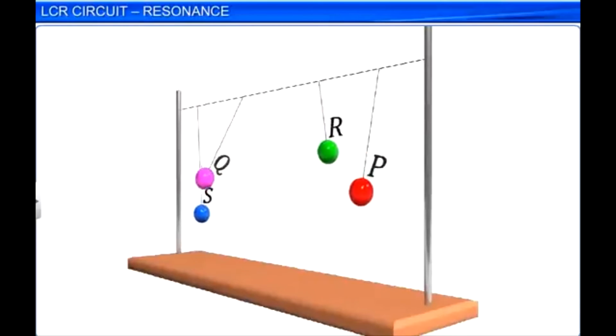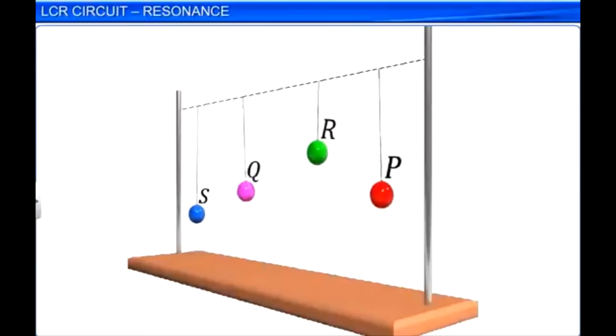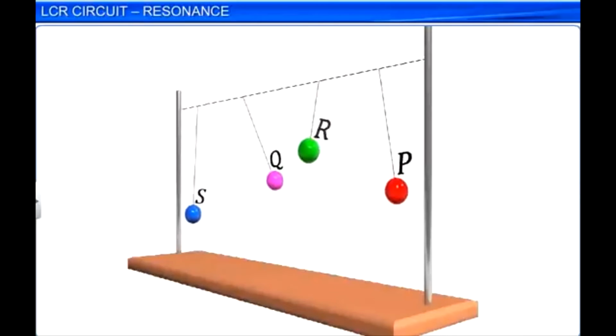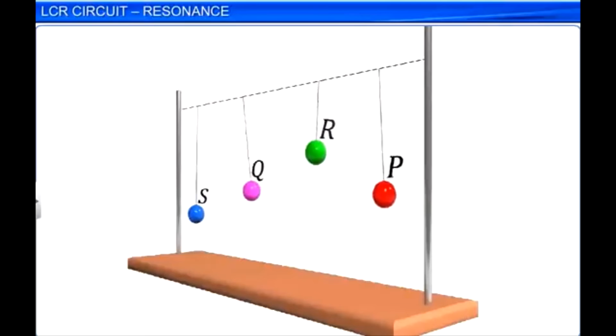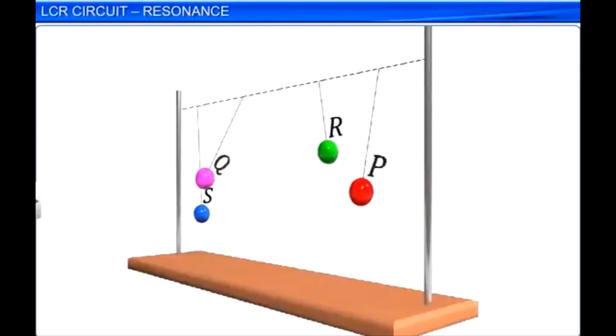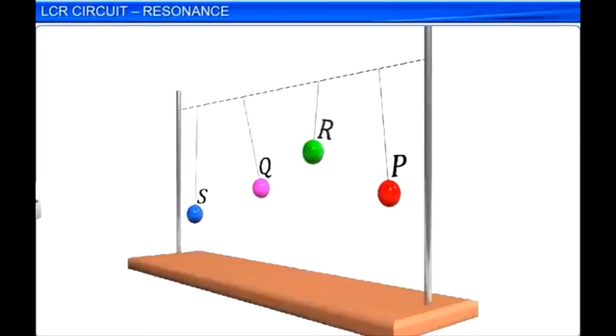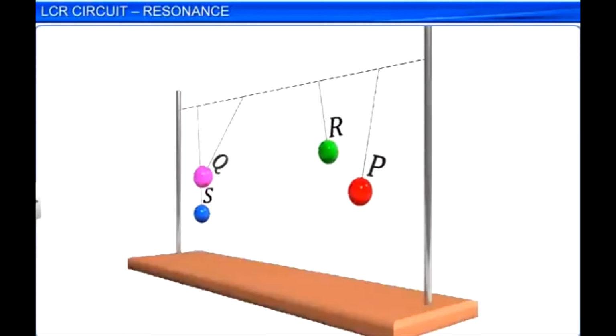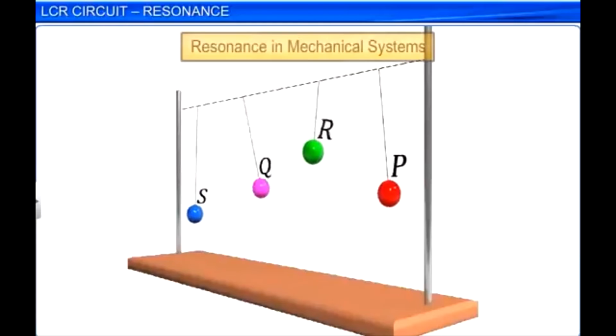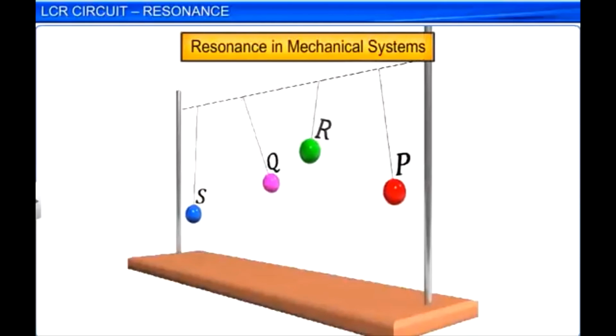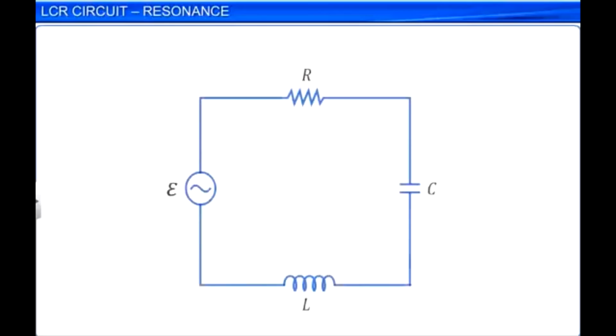Hence, the natural frequencies of these two pendulums are equal, and this gives rise to the situation where the pendulum Q oscillates with increasing amplitude due to resonance. This is an example of resonance in mechanical systems. Similarly, the phenomenon of resonance can also be observed in electrical systems. Let us now study the phenomenon of resonance in an LCR series circuit.